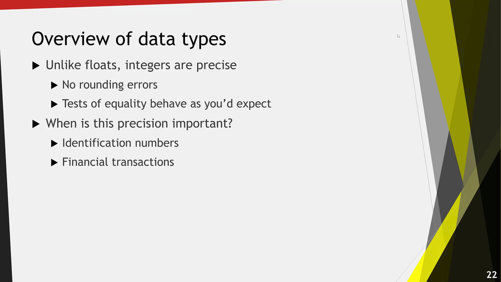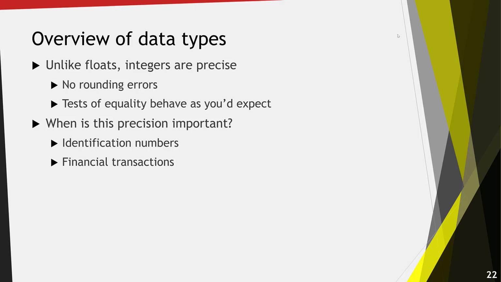So why do we have this second numeric data type? Unlike floats, integers are precise. There's no rounding errors, and tests of equality between numbers always behave as you'd expect. So when is this precision important? First of all, probably in financial transactions. If you want bank accounts to be accurate to pennies or fractions of pennies, you might want to use a precise data type instead of floating point numbers.